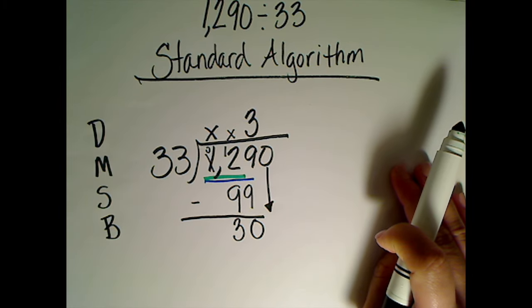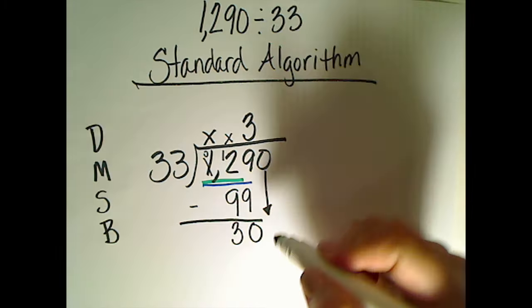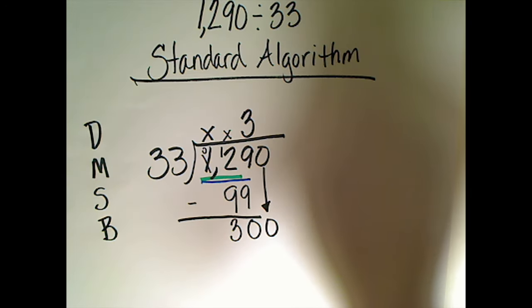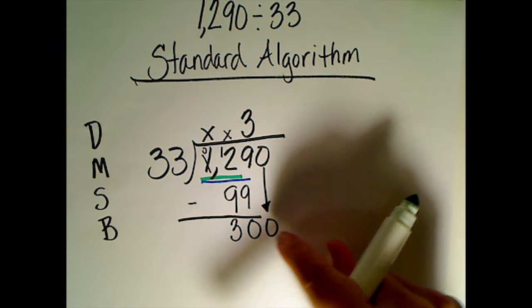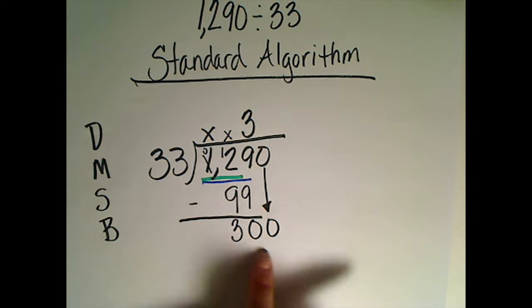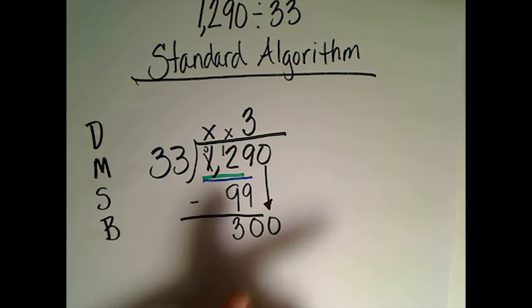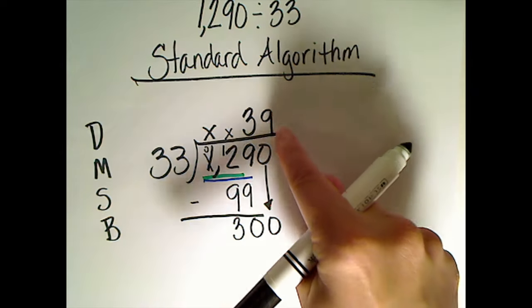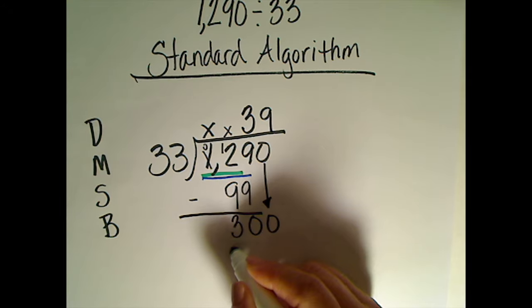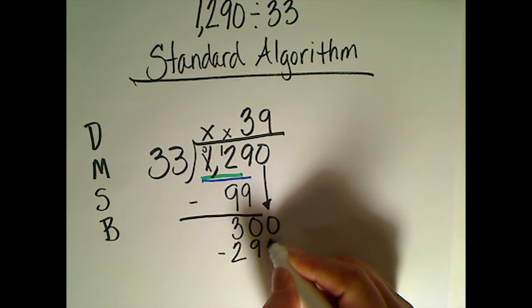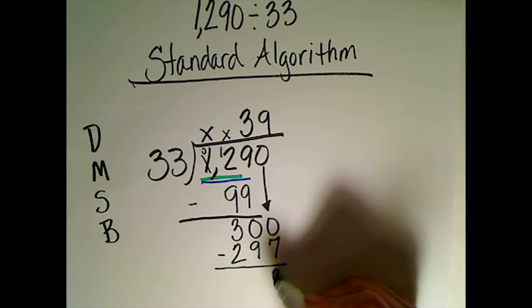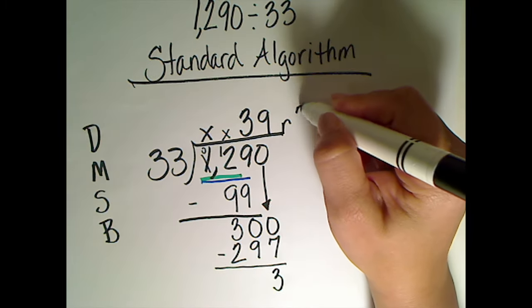Not so in partial quotient. So we bring down the other 0. Now we already know that 33 times 10 is going to give us 330. We don't want to do that. So we'll go 1 down. We'll say 9. 9 times 33 is 297. Still lining up our place values, guys. And that gives us 3.